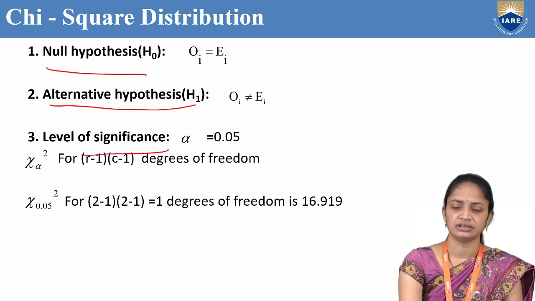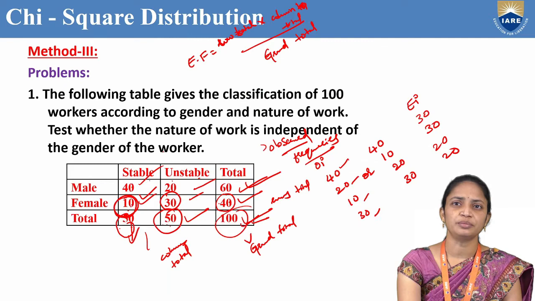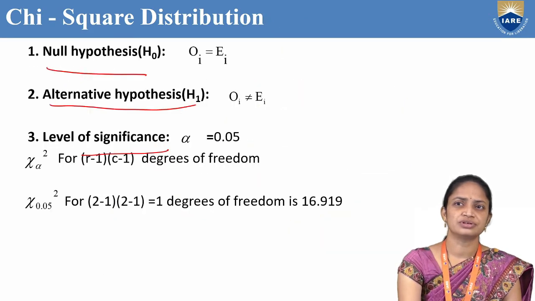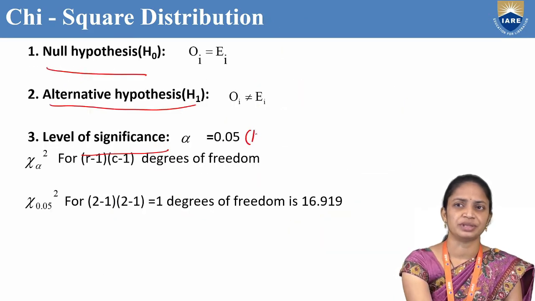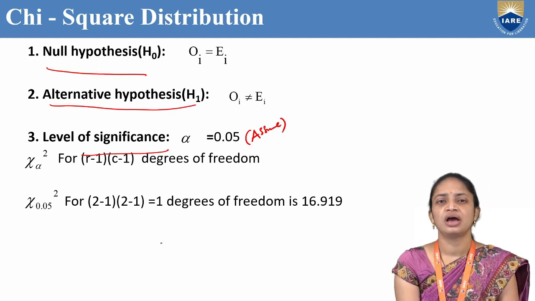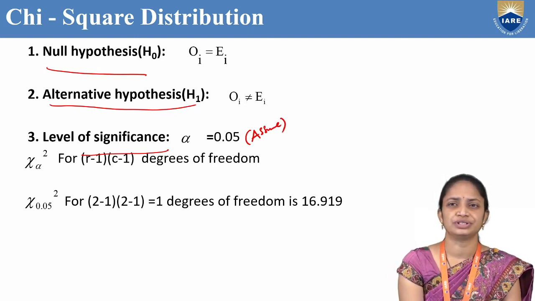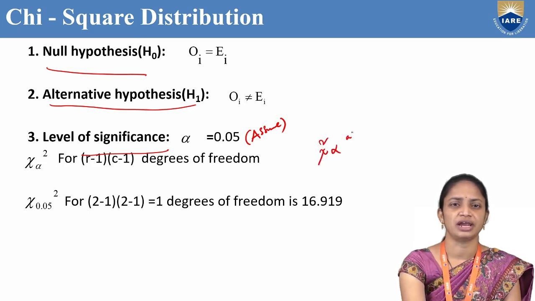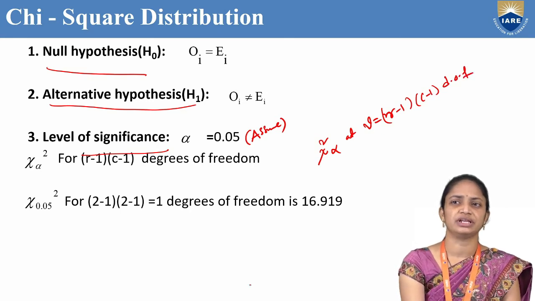Now we need to calculate the level of significance. In the question they have not mentioned the alpha value, so we need to assume. Here I am assuming alpha equal to 0.05. Now we need to calculate chi-square alpha at nu equal to rows minus 1 into columns minus 1 degrees of freedom.